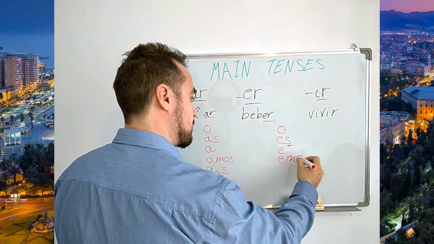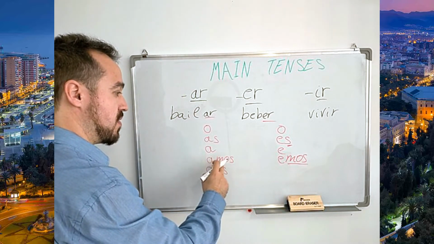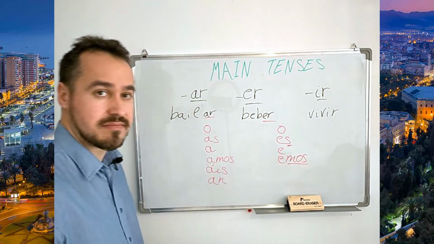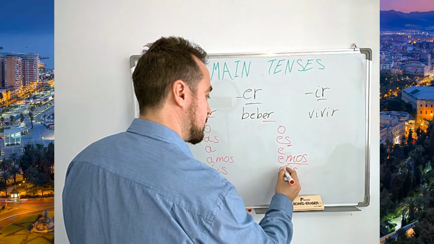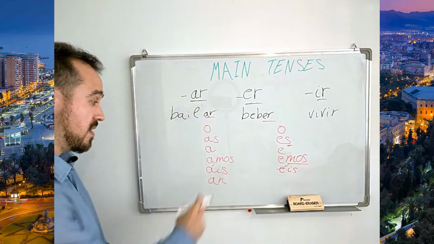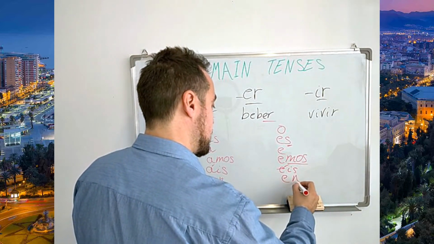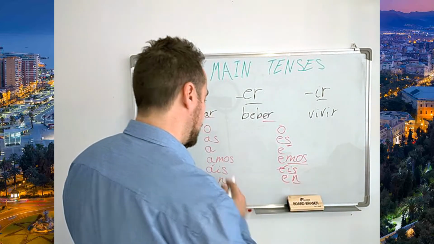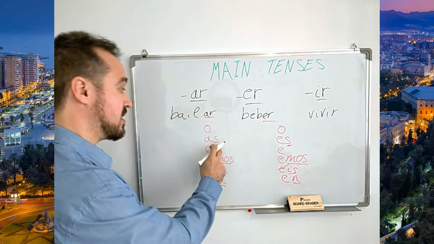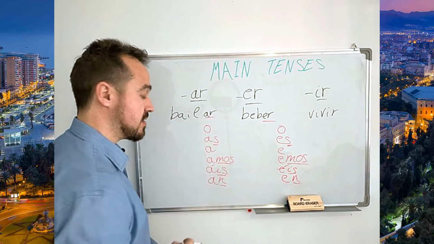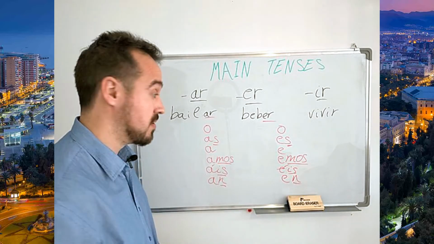MOS, this is still the same. Before it was AMOS, now it's going to be EMOS. EIS, before it was AIS, yes? And finally, so you see, some things stay the same. For example, this S, this MOS is the same, the N is the same. You're just basically going to change the first vowel.